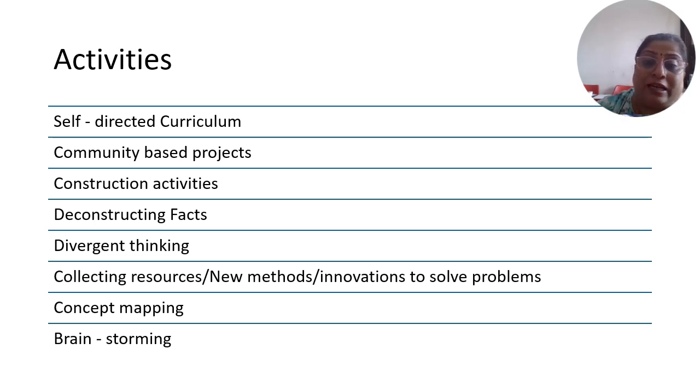So divergent thinking means how they can think differently. How can you present it differently? In different ways, how the approaches can be possible. So you're making them think in all directions, not on one particular ground, and you are presenting the facts and evidence based on it. Collecting resources: they are collecting resources all the time, new methods are being created, and innovations are being done accordingly.